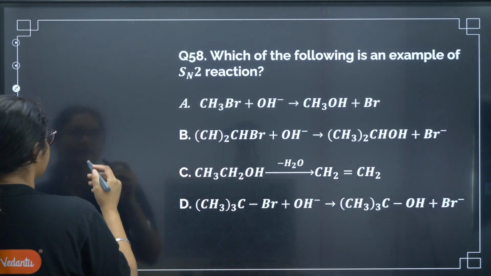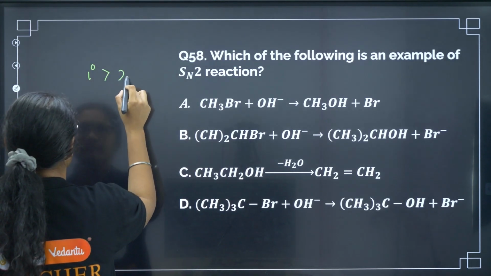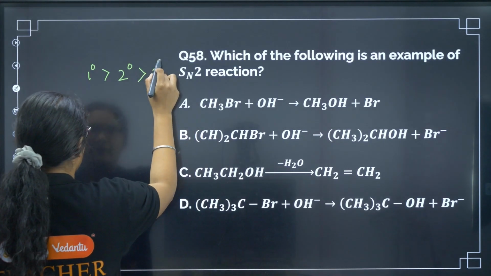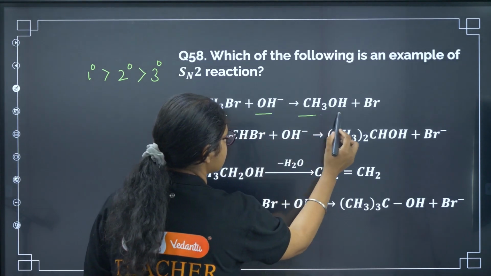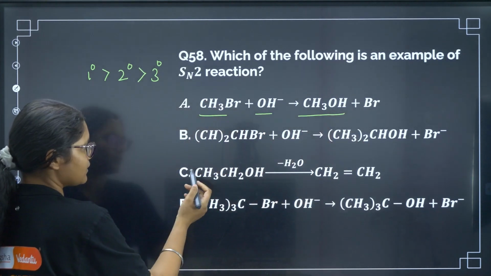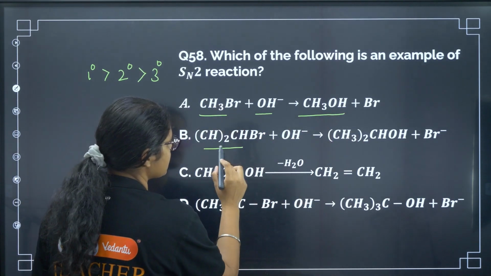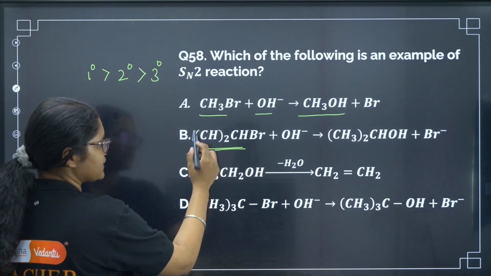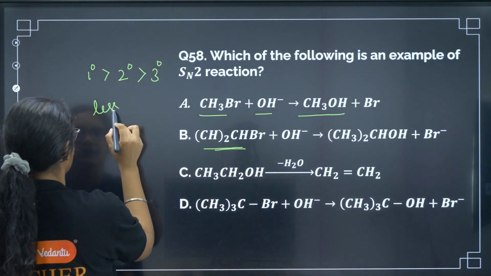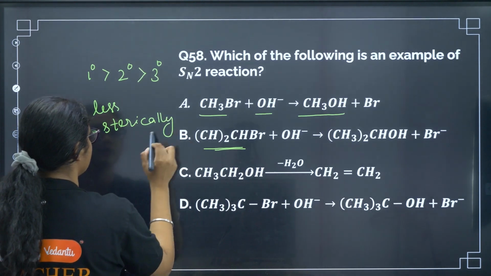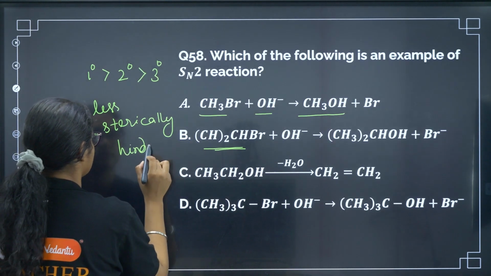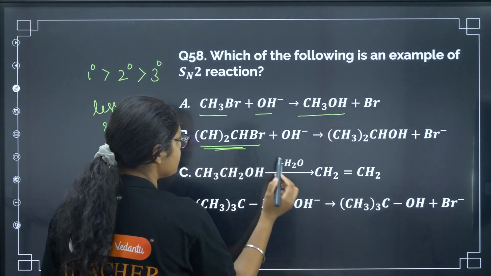SN2 reaction. For SN2 the order is primary, secondary and then tertiary, right? So this is CH3Br plus OH gives CH3OH and Br. Here also it is happening, but this should be less sterically hindered, right? Less sterically hindered. So this one is also primary.